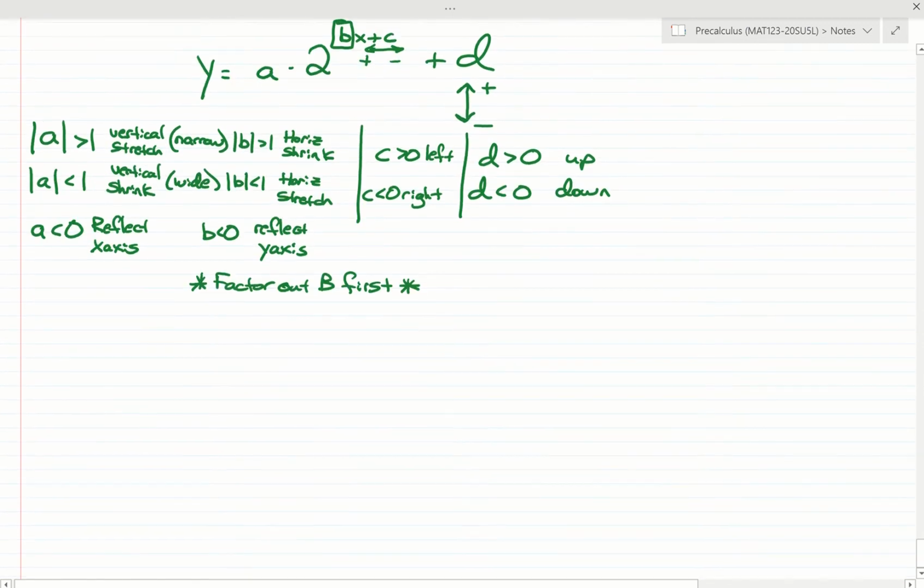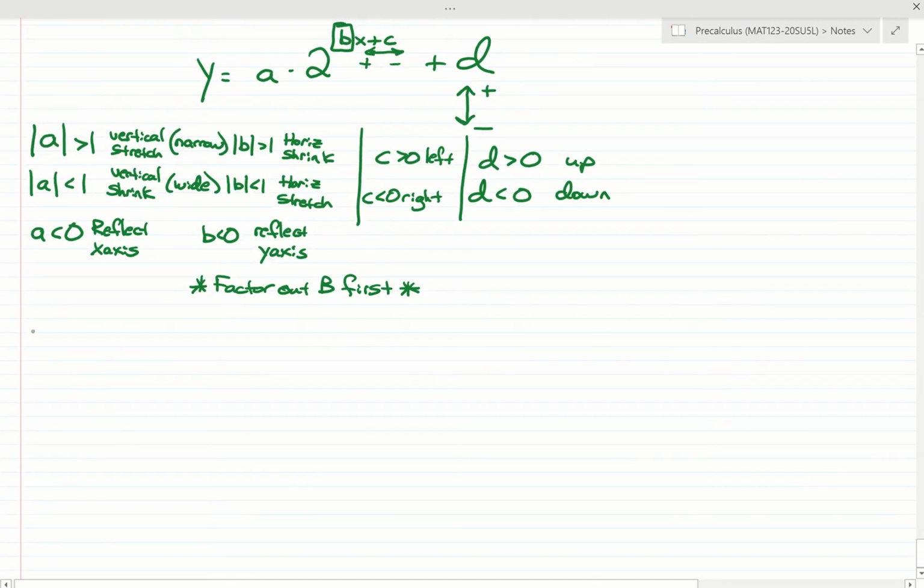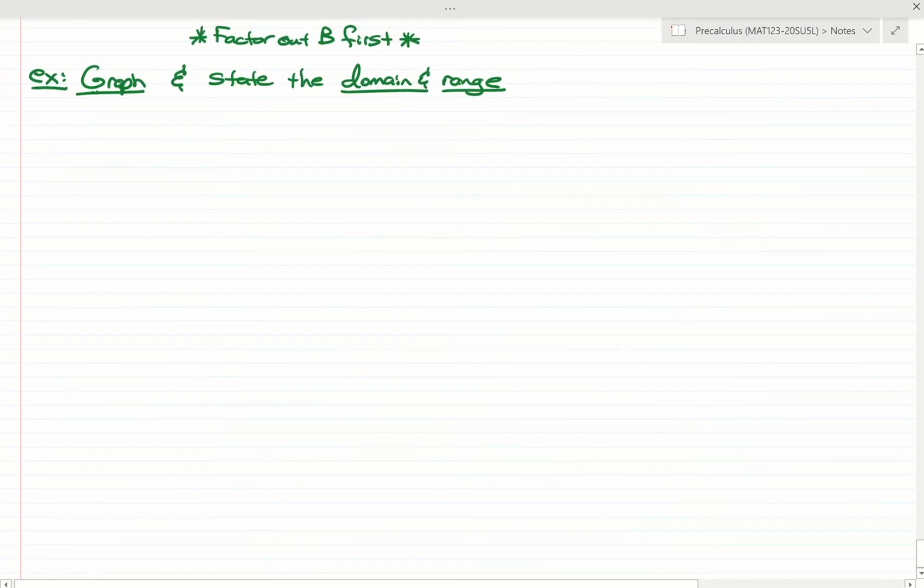So let's do some examples. What I'm going to ask you to do is graph and state the domain and range. Okay, so let's take a look.